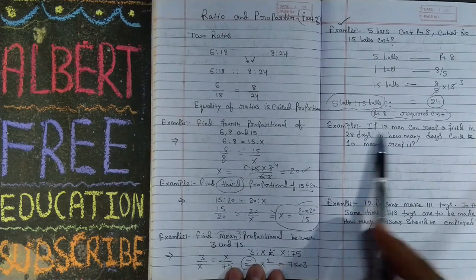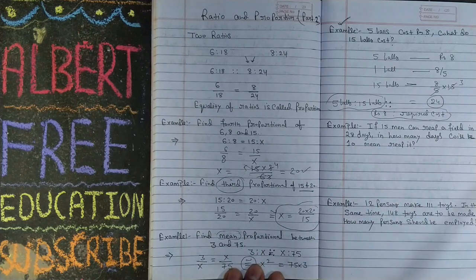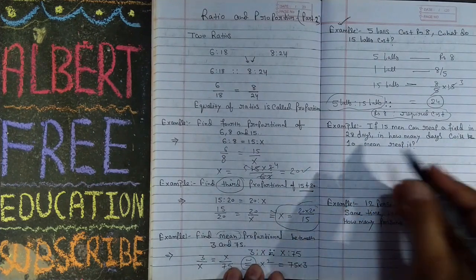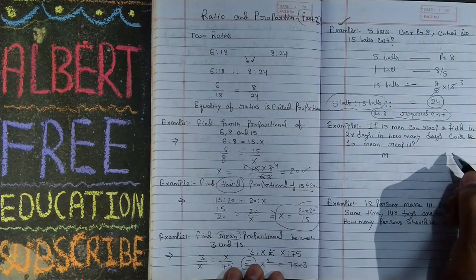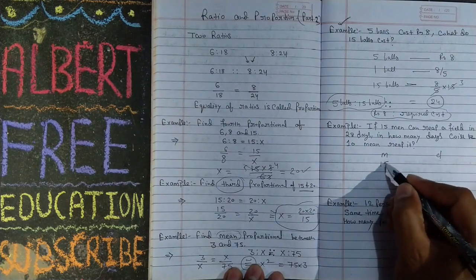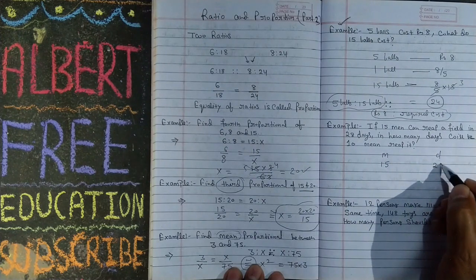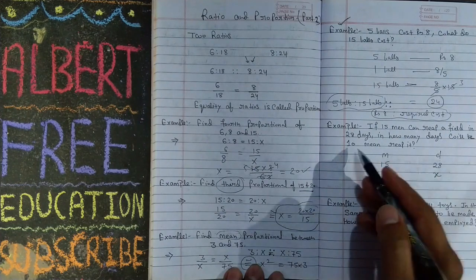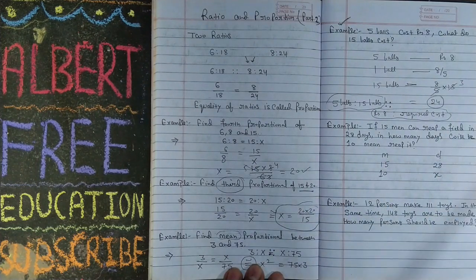Now the second application: if 15 men, this is a very famous question, 15 men can reap a field in 28 days. This is your men and your days. I am just using the high school method, then I will give you the trick. So you have 15 men, they can reap in 28 days. How many days? Let X be the days required for 10 men. At first I will use the high school method.